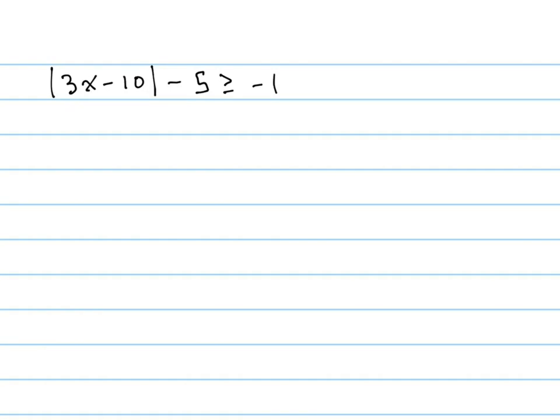So first step in solving this inequality is to add 5 to both sides. You're isolating the absolute value portion. So the absolute value of 3x minus 10 is greater than or equal to 4. Now, since it's a greater than or equal to, that means we're going to write an "or." We're going to write it two ways.